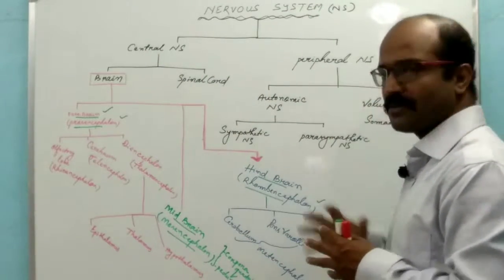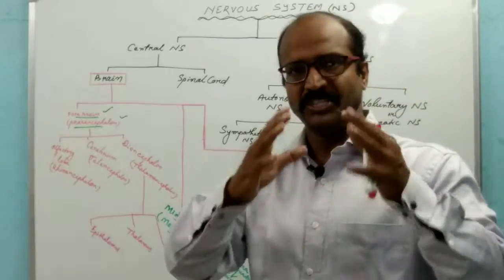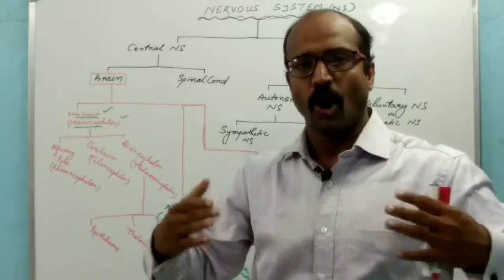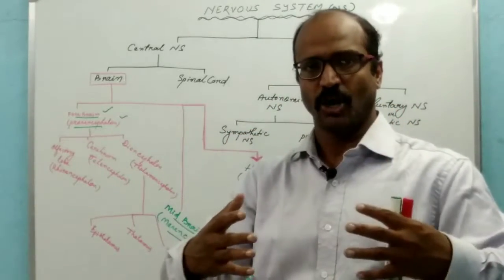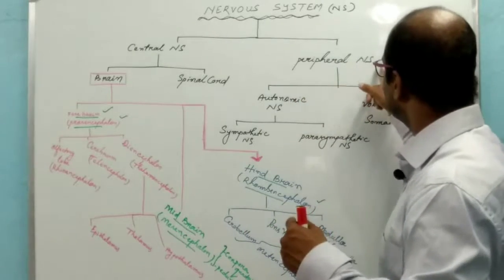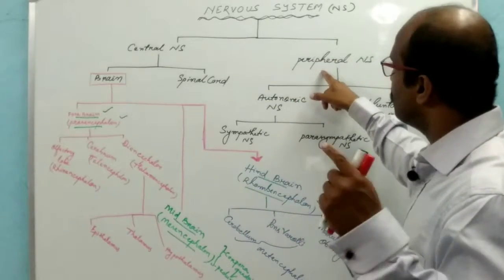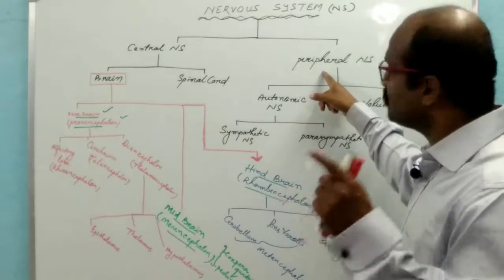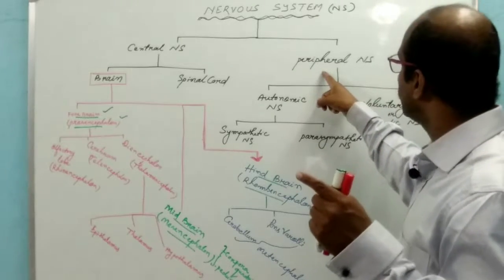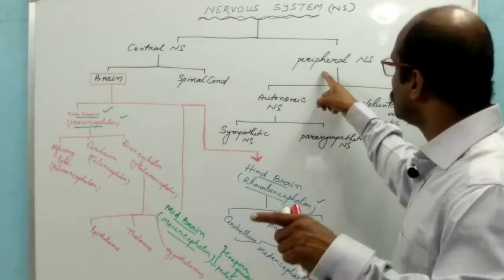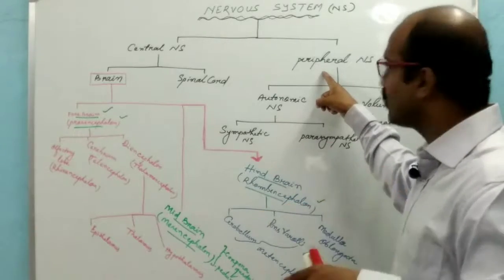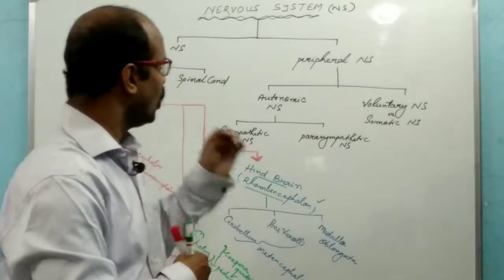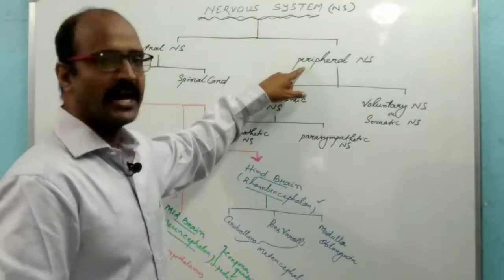Now come to the peripheral nervous system. The nerves which arise from the brain or the cranium or the spinal cord form the peripheral nervous system. Those nerves which arise from the brain are known as the cranial nerves, and those nerves which arise from the spinal cord are known as the spinal nerves. So cranial nerves and the spinal nerves both form the peripheral nervous system.